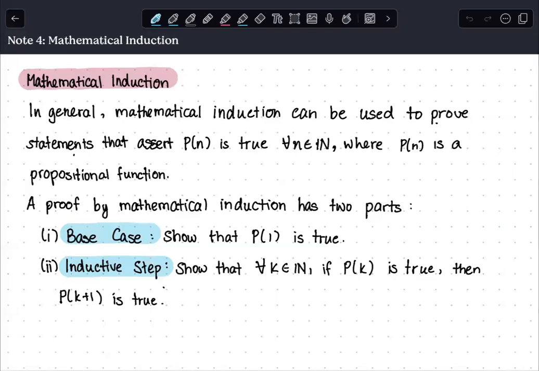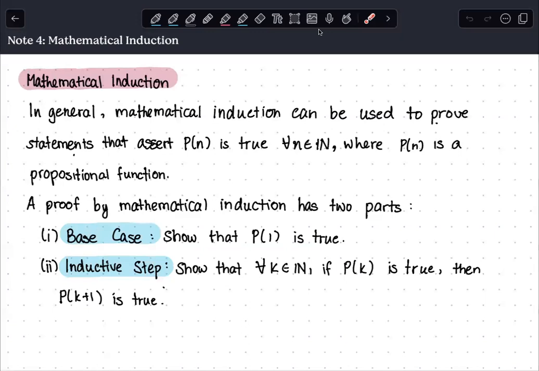All right, so let's continue talking about mathematical induction. Last time we introduced the concept of mathematical induction. We said that there are two steps of a proof. We usually have a propositional function P of n, and in order to prove a statement using mathematical induction, we have two parts.